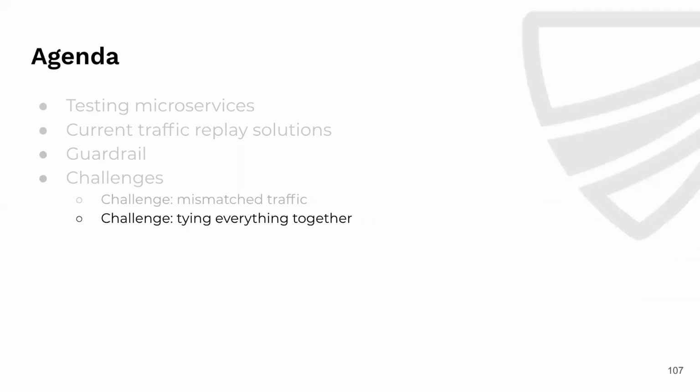So that solves our traffic mismatch problem. With correlation IDs in place, we've solved traffic mismatch. We've enabled Aaron and Guardrail to have a more comprehensive view of their network traffic. So what's next? Well, now we've encountered another challenge.